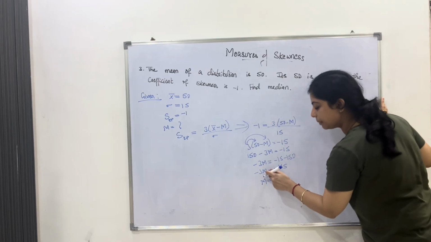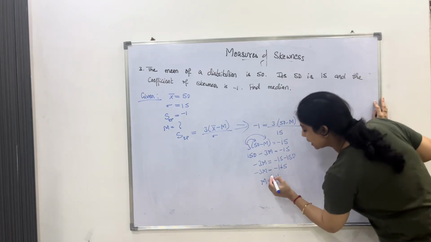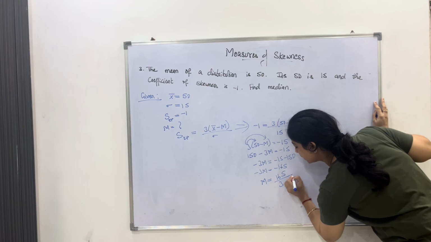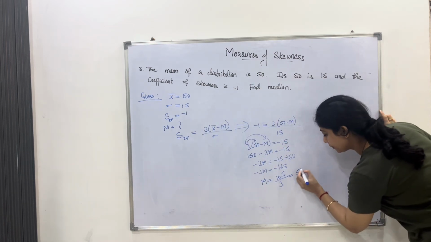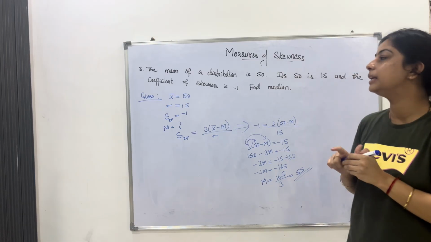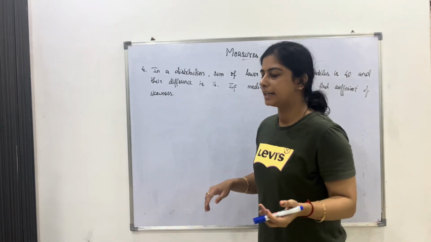In case it is multiplication, where it goes to the right side, it becomes division: 165 by 3. So the answer is 55. So this is the answer for median in this particular question. Let us look at the next question.